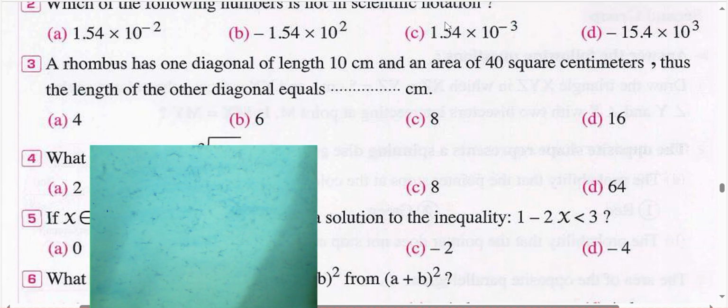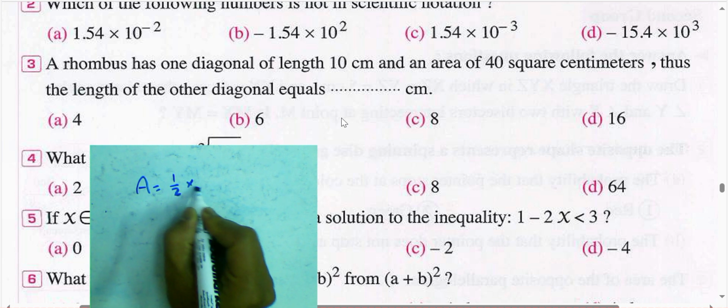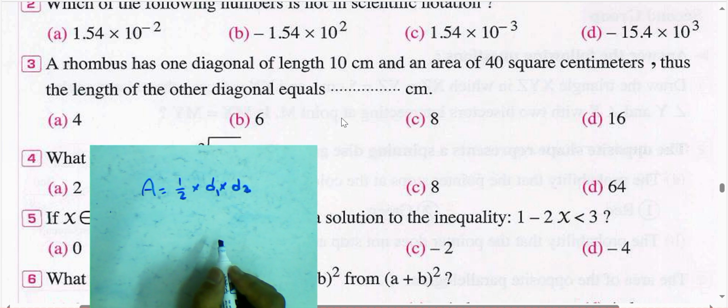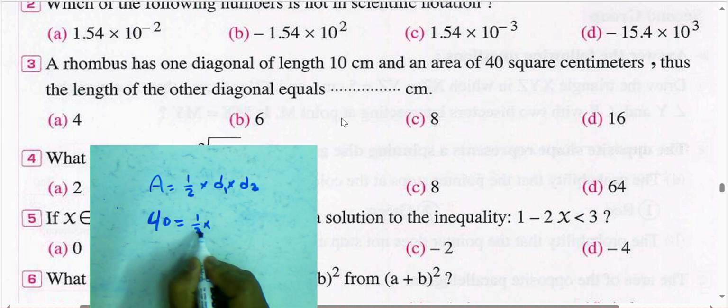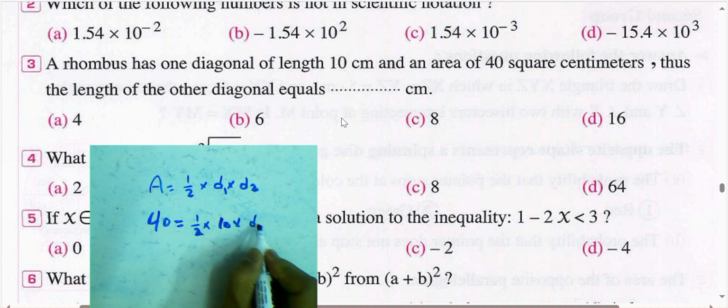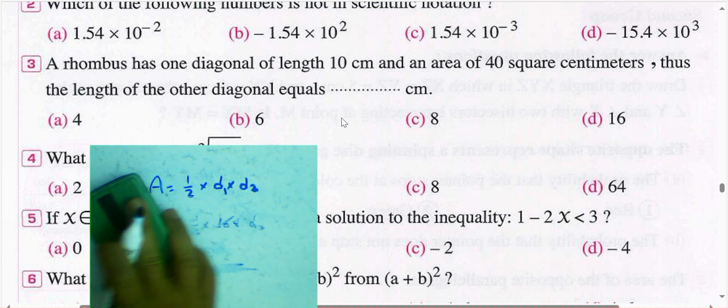Next question, a rhombus has one diagonal of length 10 and area 40 square centimeters. Thus, what will the length of the other diagonal be? We know the area equals half times diagonal 1 times diagonal 2. He gives us in this example the area, which was 40. So 40 equals half times the first diagonal, which is 10, and the second diagonal I don't know. Then 40 equals half of 10, which is 5, times d, so diagonal 2 equals 8 centimeters.